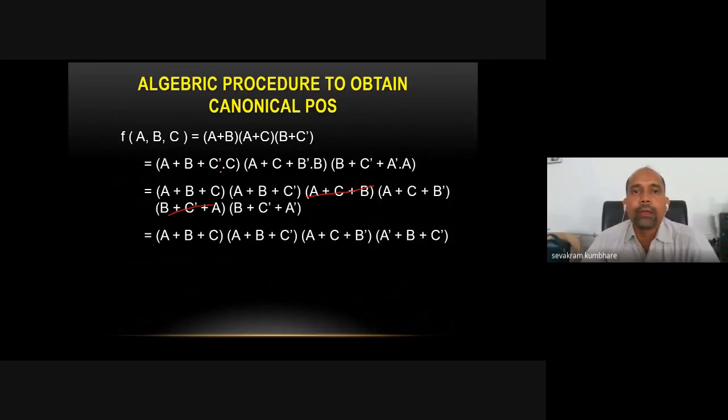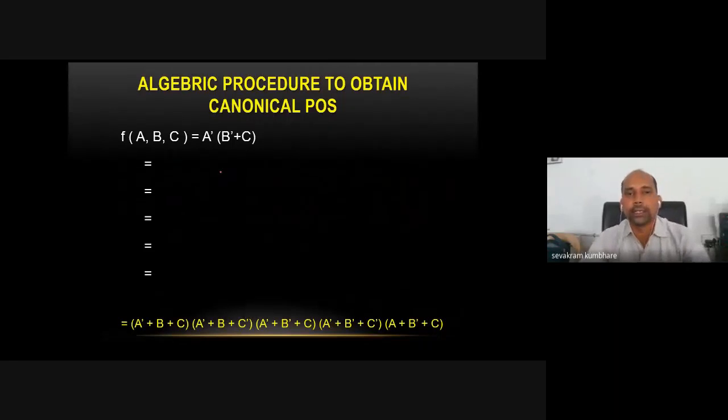Now let's take one example: A bar, B bar plus C. So this is in POS form, that is product of sum. Sum is there, and then you have taken the product. Like this.